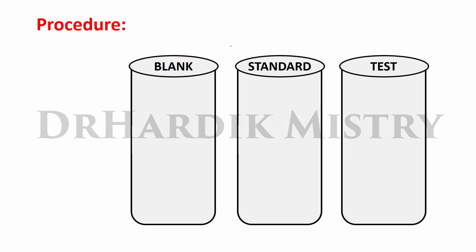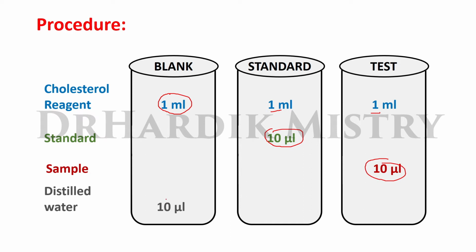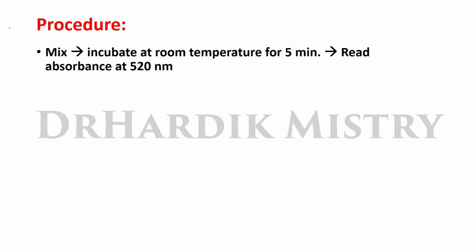Now the procedure: take 3 test tubes and label them blank, standard and test. Add 1 ml of cholesterol reagent in all 3 test tubes. Add 10 microliter of standard solution in the standard test tube. Add 10 microliter of sample in the test tube. Add 10 microliter of distilled water in the blank test tube. Mix well all 3 test tubes. Incubate at room temperature for 5 minutes. Read absorbance colorimetrically at wavelength of 520 nanometer.